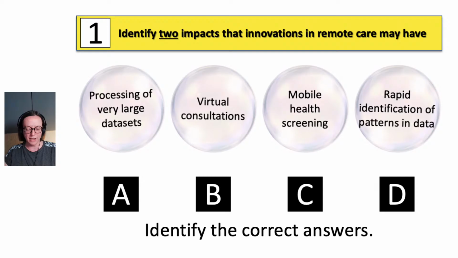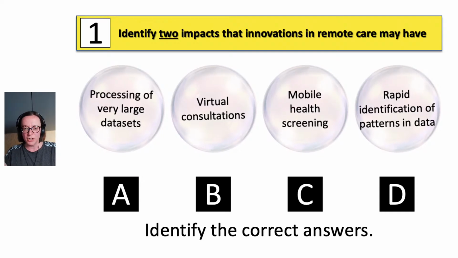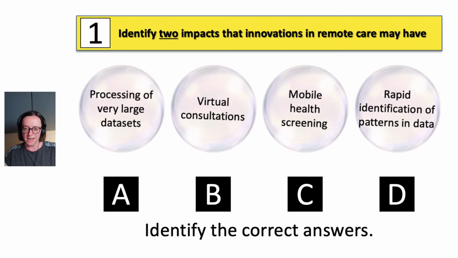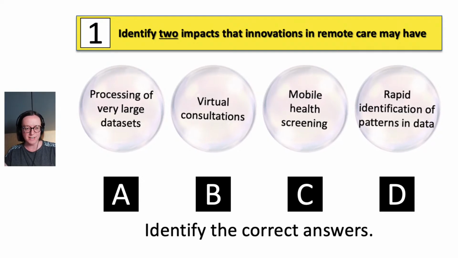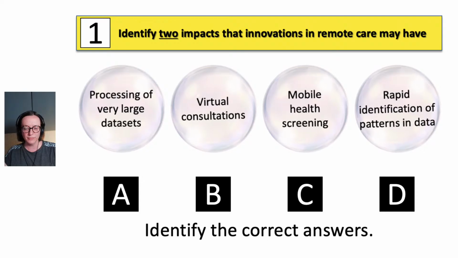link to remote care. So are the answers A, processing very large data sets, B, virtual consultations, C, mobile health screening, or D, rapid identification of patterns in data? So 2 of those link to remote care. Which 2? Just type in the chat A, B, C, or D, or your combination of answers. I'll just give you a moment to think about it.